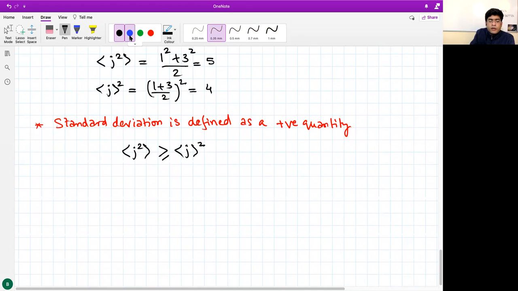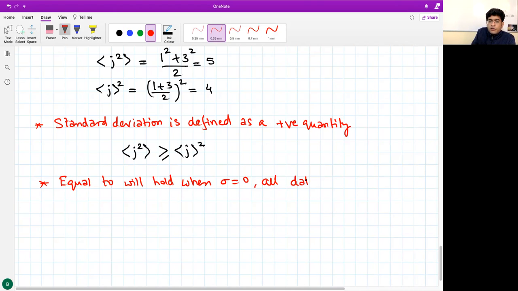We'll do that. Now the next point: equality will hold when sigma is equal to 0. I hope everybody is making notes. Sir, we are having notes. We are doing notes. Yeah, so please make the notes.